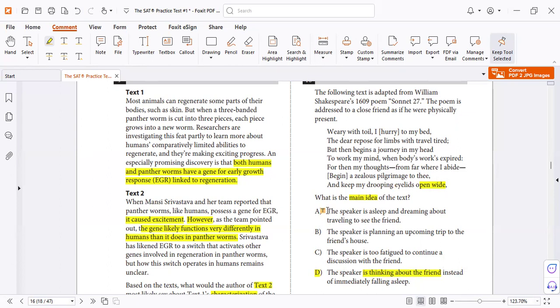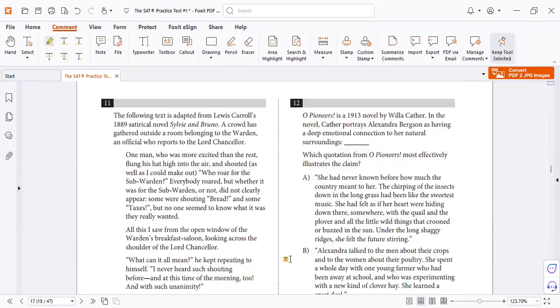It kept making falling asleep, and is asleep the opposite? No, no, no, he's awake. That's excellent. Number 11.